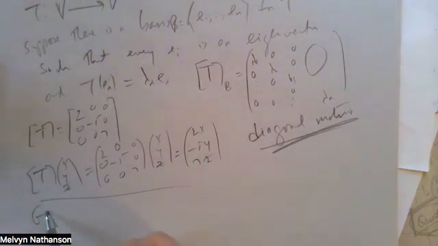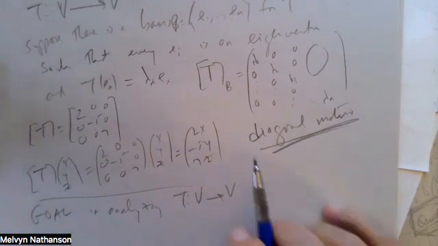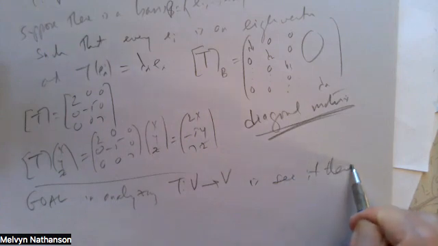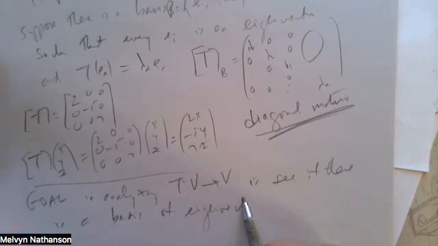So one goal in analyzing a linear transformation from a vector space V to itself is to see if there is a basis just consisting of eigenvectors. Because then, with respect to that basis, your linear transformation is diagonal.